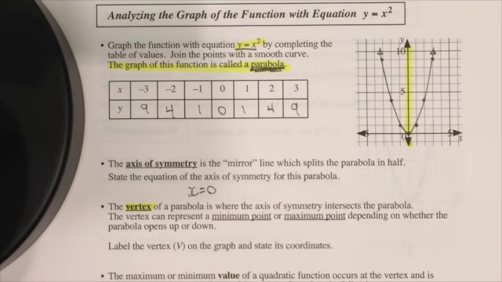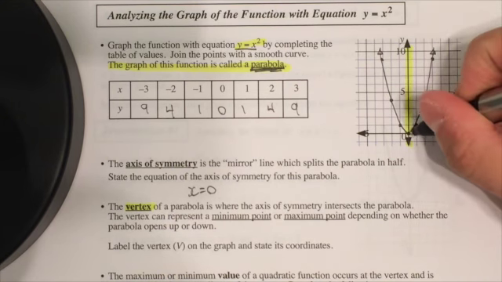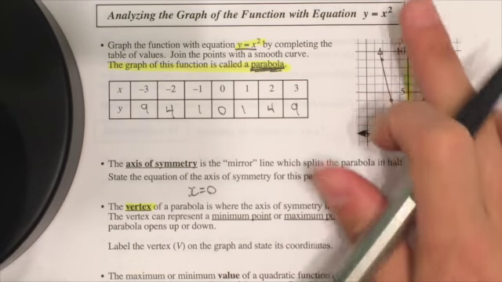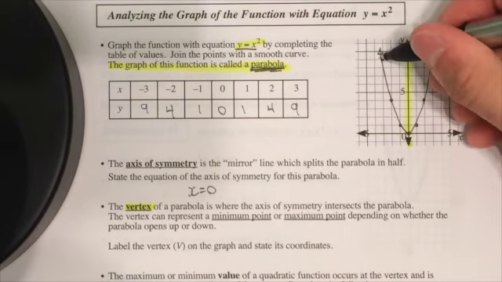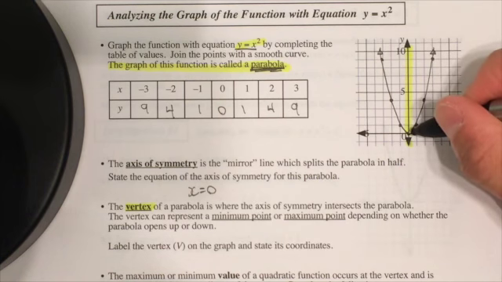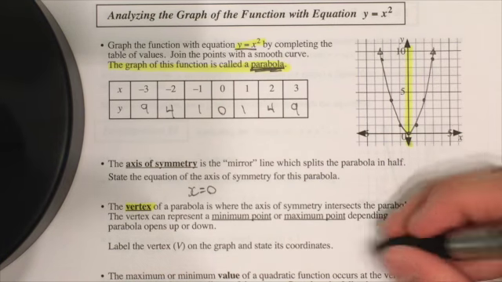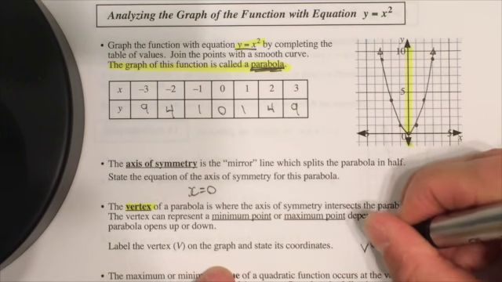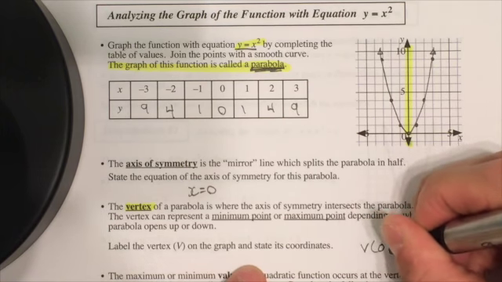Now, it's a minimum or maximum depending on whether your parabola opens up or down. So in this case, it'd be a minimum point because our parabola is opening upwards. See, it's pointing up. And the lowest point or the minimum point on that parabola is at 0. So here, if we were to label the vertex on this graph, we'd say that V and the coordinates are 0 and 0.